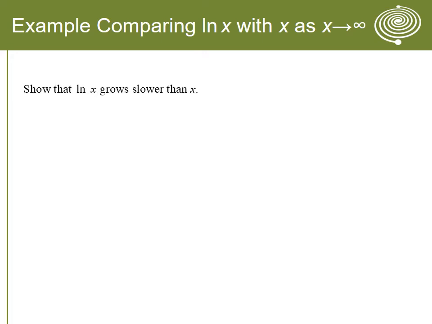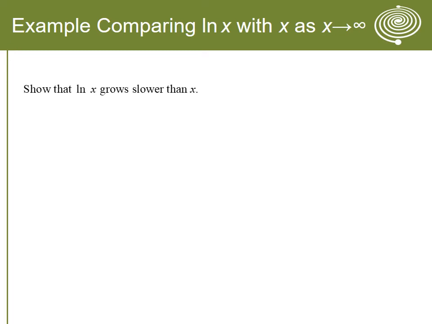This time we will be looking at how the graph of the natural logarithmic function y equals ln x compares with the graph of the linear function y equals x as x goes to infinity. Here is the question: show that the natural logarithm ln x grows slower than the linear function y equals x. Okay, we can approach this question in two different ways.